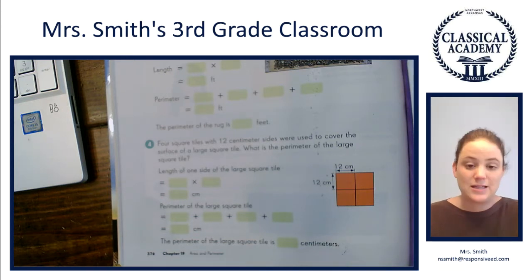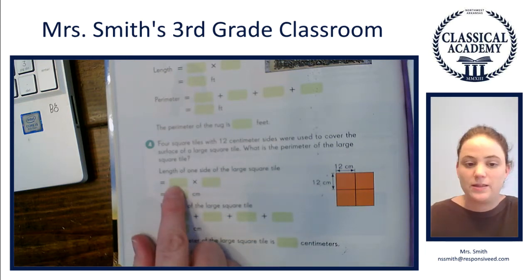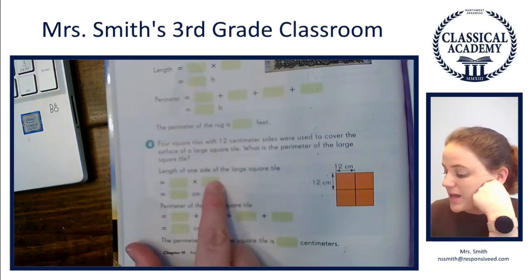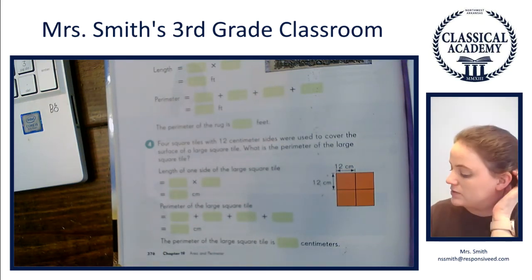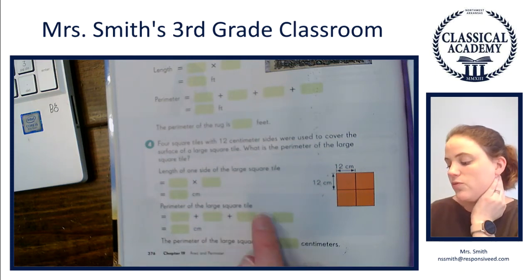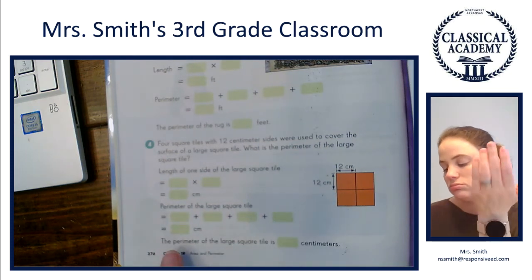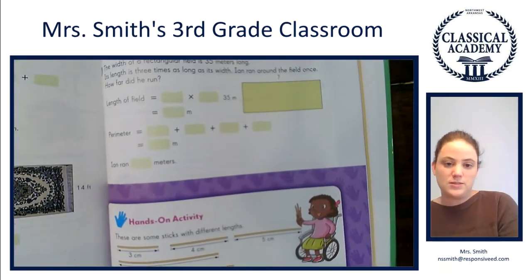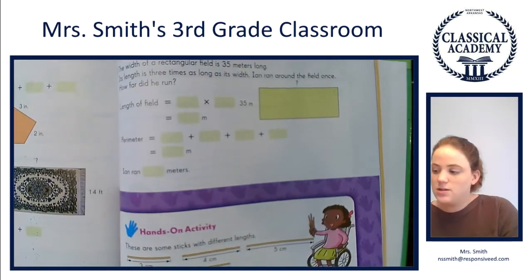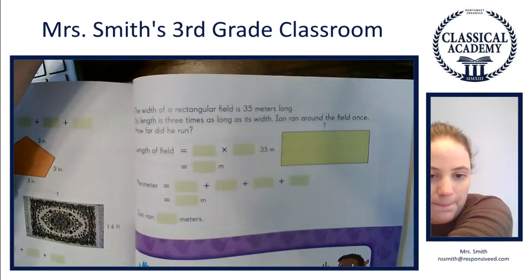It was 96 centimeters. So here it would have been like, it would have been 12 times 8 equals 96, right? Or you could have done 24 plus 24 plus 24 plus 24, right? Okay. Let's move on to this page. It's going to take me just a sec to set up.